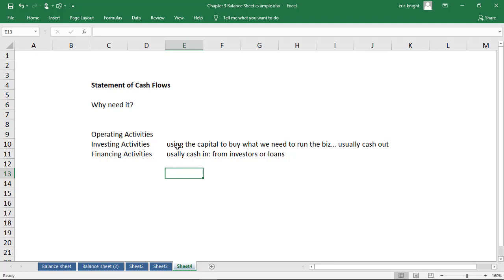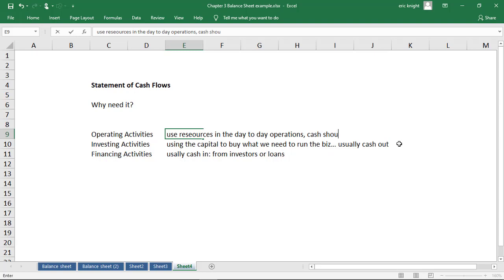That's okay. The operating activities is using the resources, using the warehouse, using the inventory, using all that stuff that we have, so using the resources in the day-to-day operation. And you want to see this as cash coming in from these operating activities. The operating activities are the key way that we want to see cash coming in, and that gives us an idea of the management's ability to generate cash using the resources they have. So that's why we have a statement of cash flows.